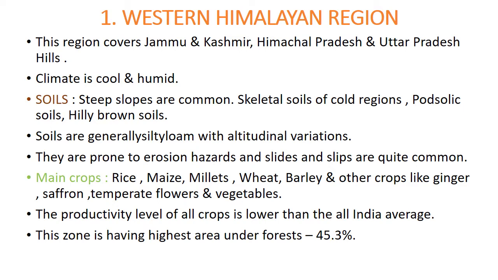The soils are skeletal soils of cold region and podzolic soils of hilly brown soils. And here steep slopes are very common. These are very prone to erosion hazards, and slides and slips are quite common. Main crops are rice, maize, millets, wheat, barley, and other crops like ginger, saffron, and temperate flowers and vegetables. Here the productivity level is low, and this zone has the highest area under forest, that is 45.3%.